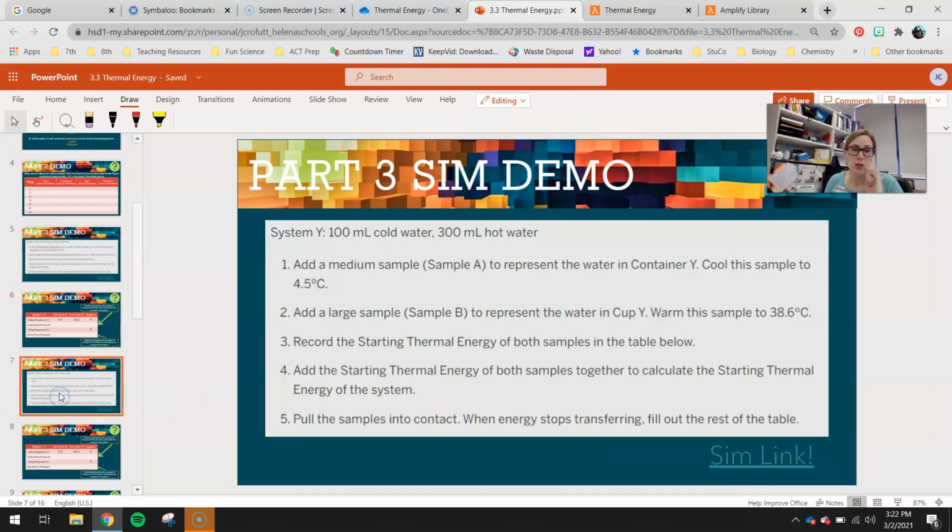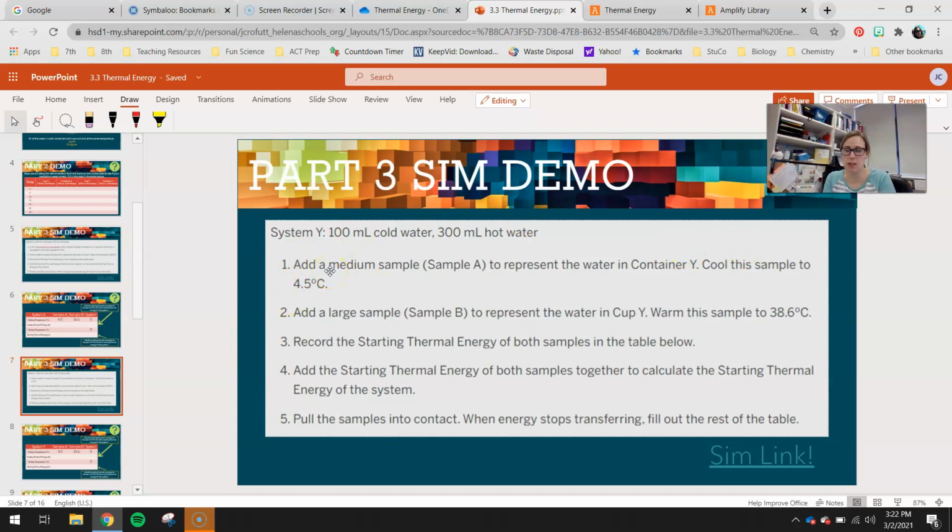All right, now you guys are going to do the exact same thing, but you guys are going to model system Y, where we had 100 milliliters of cold water in the container and 300 milliliters of hot water submerged with the cup inside that container. So you guys are going to use a medium sample for sample A. That's going to be container Y. You're going to cool that.